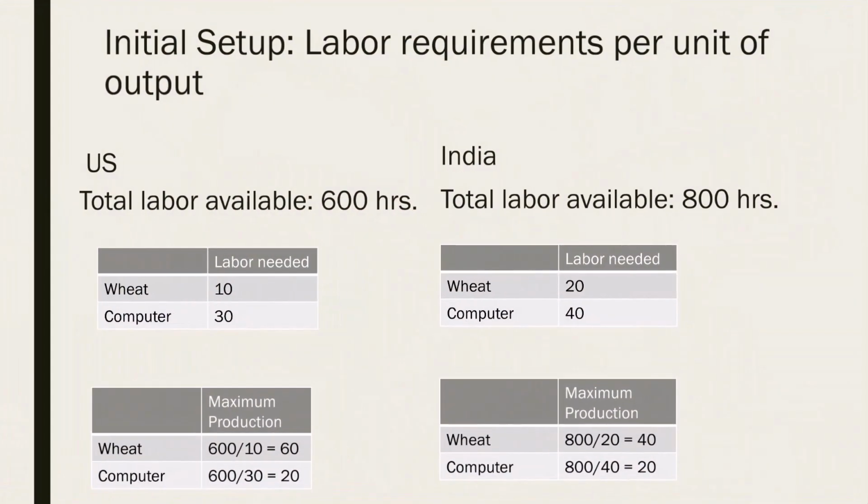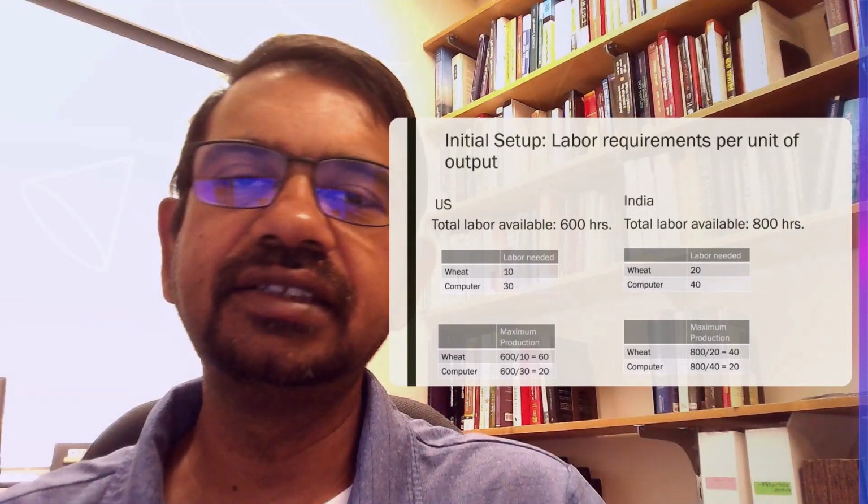So in the US, we need 10 hours of labor to produce 1 unit of wheat, and we need 30 hours of labor to produce 1 unit of computers. In India, 20 hours are needed to make 1 unit of wheat, and 40 hours are needed to make 1 unit of computers. Given this, we can also define the limits of PPF.